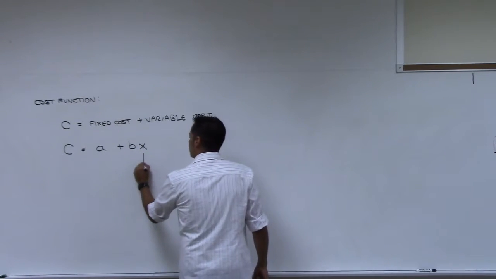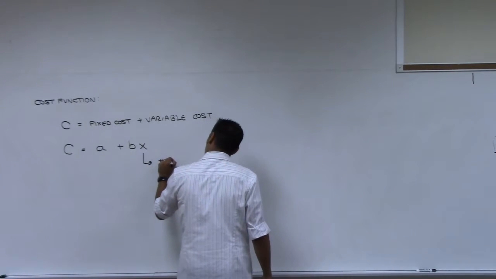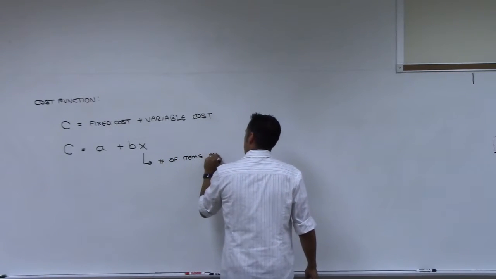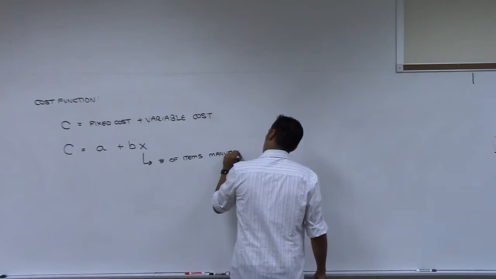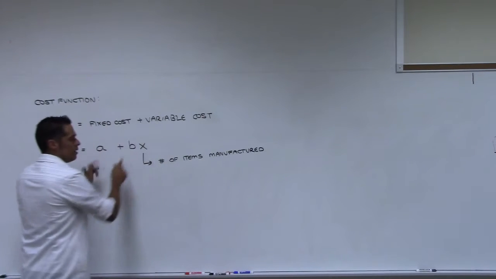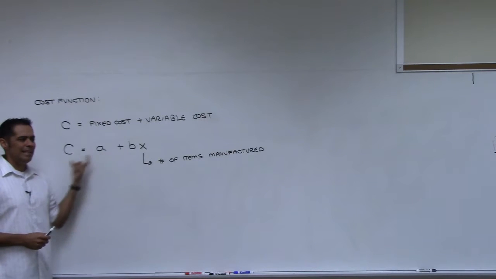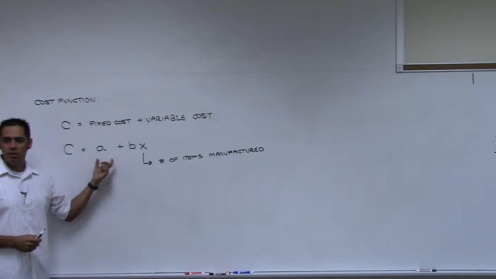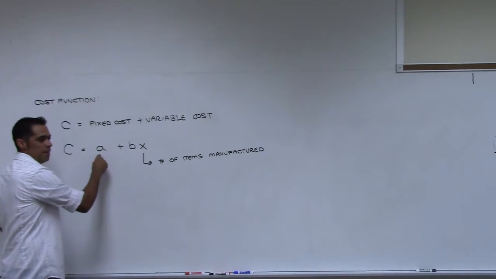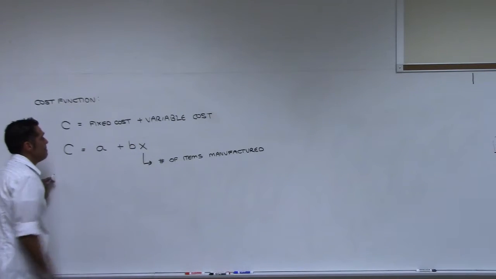And here X is going to be the number of items manufactured. So A and B here are usually just numbers, all right? And this is a linear equation. It looks like y equals mx plus b. So the letters are a little different, but it's linear, right? This is a linear cost function.